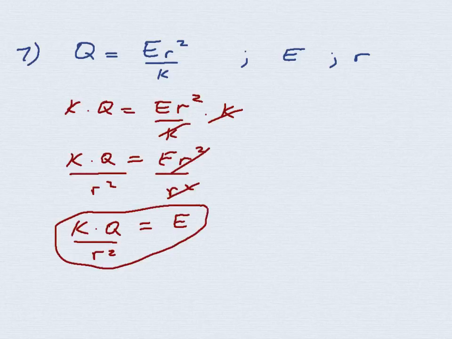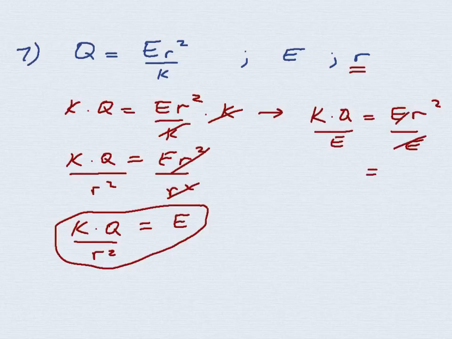So you're done with the first part. Now, if originally you were asked to solve for R, as you are over here, you would do exactly the same thing. Multiply both sides by k, and this line would look exactly the same, and you would get k times q equals ER squared. Now, we have to divide this time by the E to get the R by itself. So you divide by E, and you divide by E, and your next line would read R squared equals k times q divided by E.